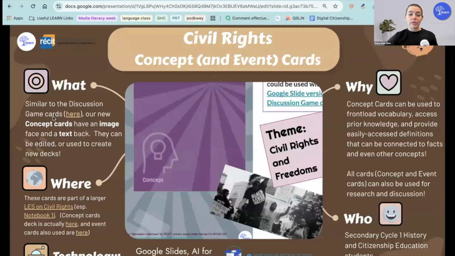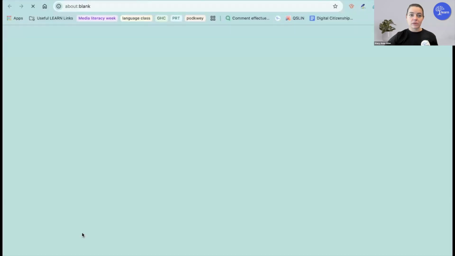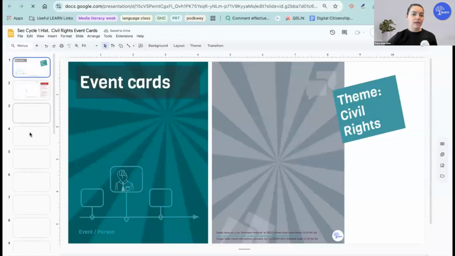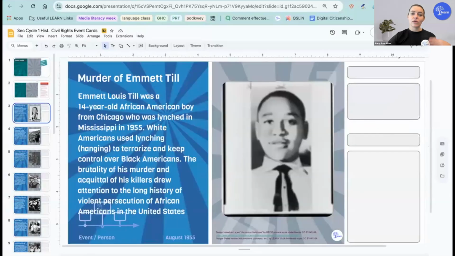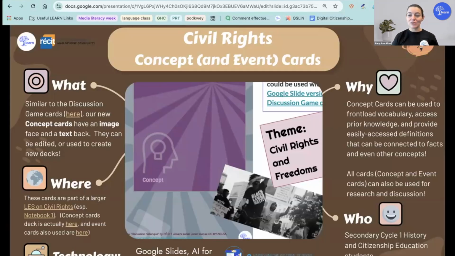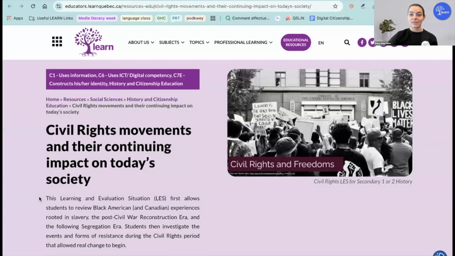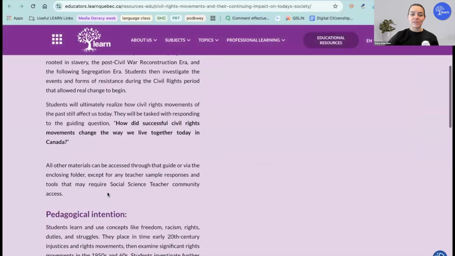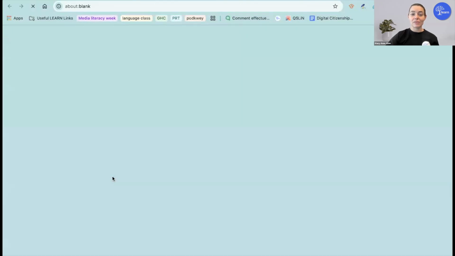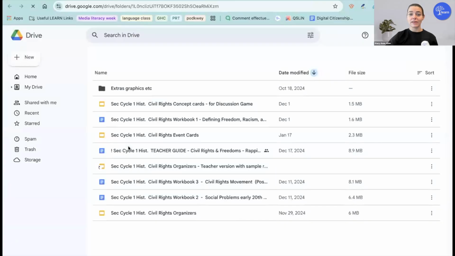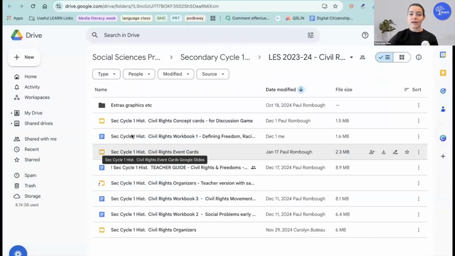Now, there are also event cards. They look very similar. I'll just open those up so you can see what they look like. You have the different events, and on the front, you have a picture of the event. Because we always like to reinvest everything we do at Learn, these cards are used in an LES on the civil rights, which is accessible via our slide deck for today. If ever you want to explore that LES, it's a wonderful LES. You can visit it here and you'll see all the concept cards, all of the event cards, and they also come with student workbooks.